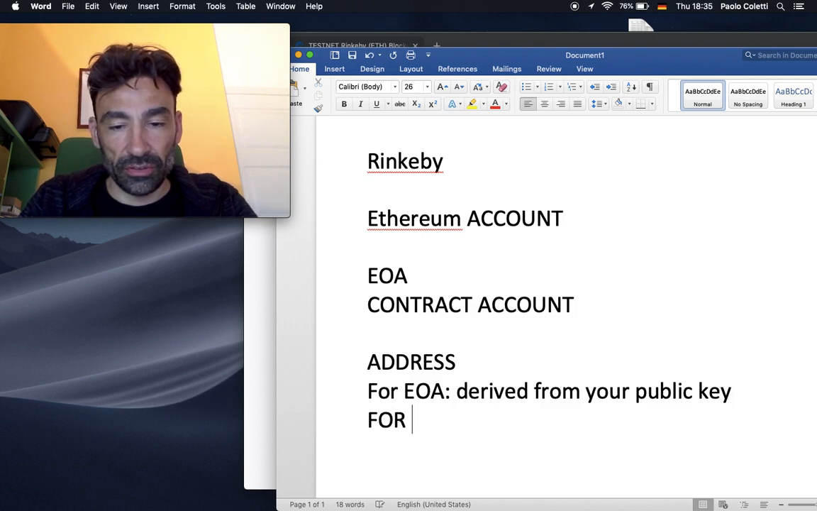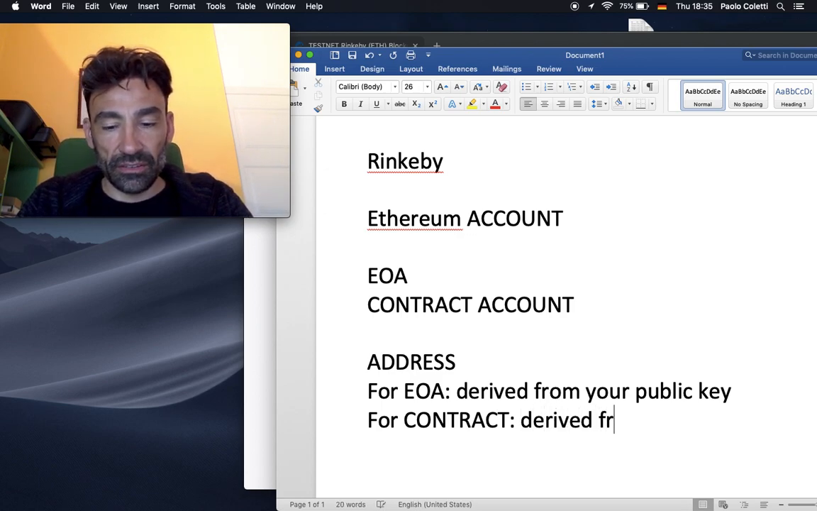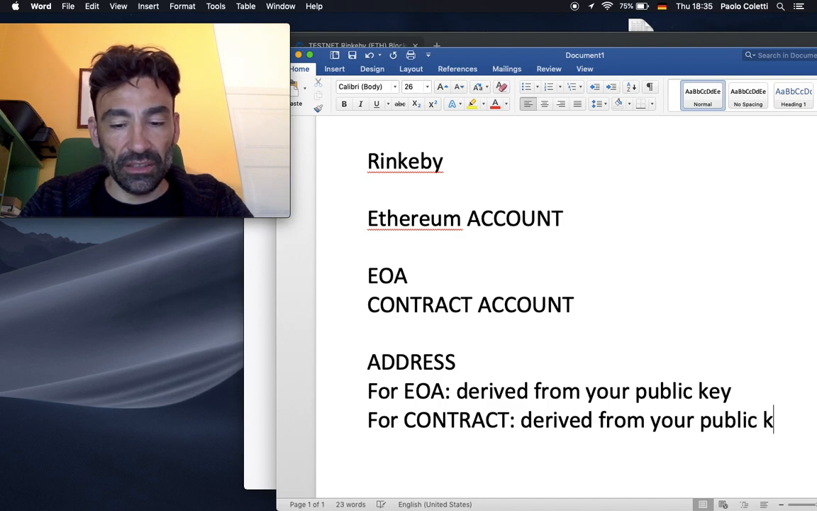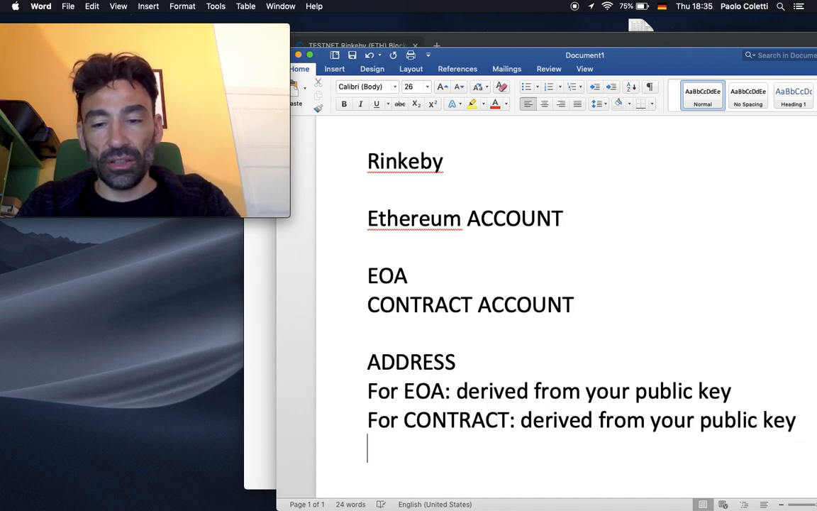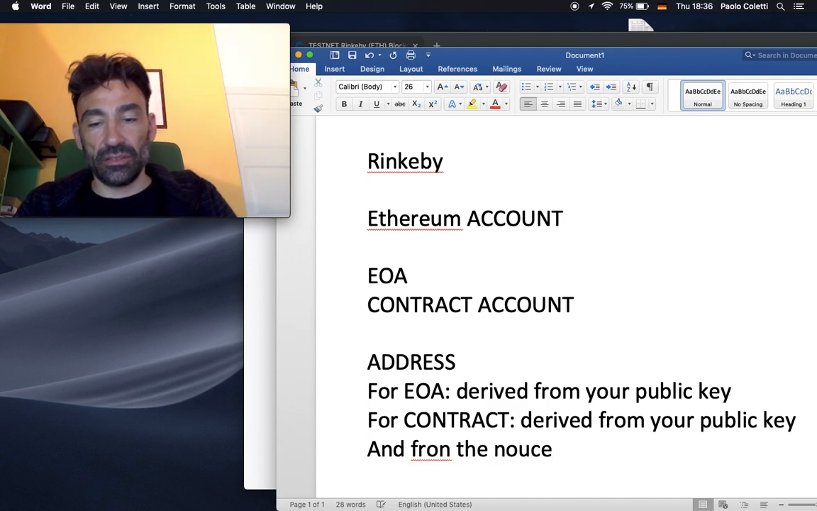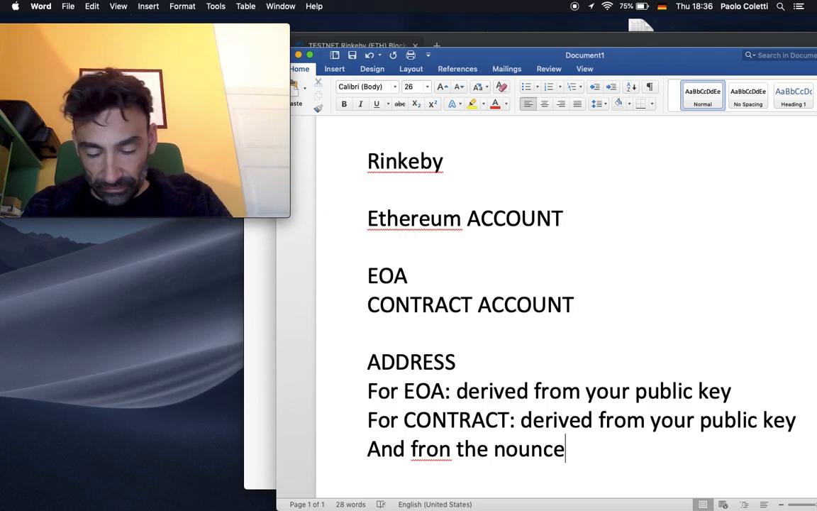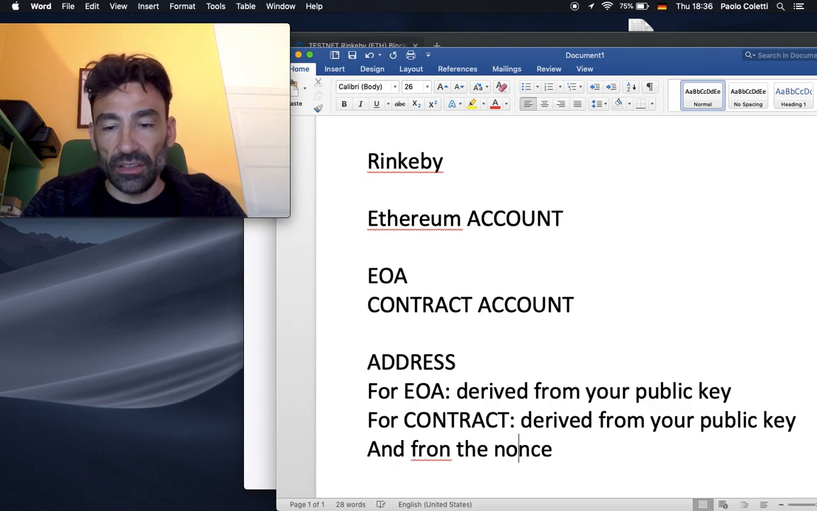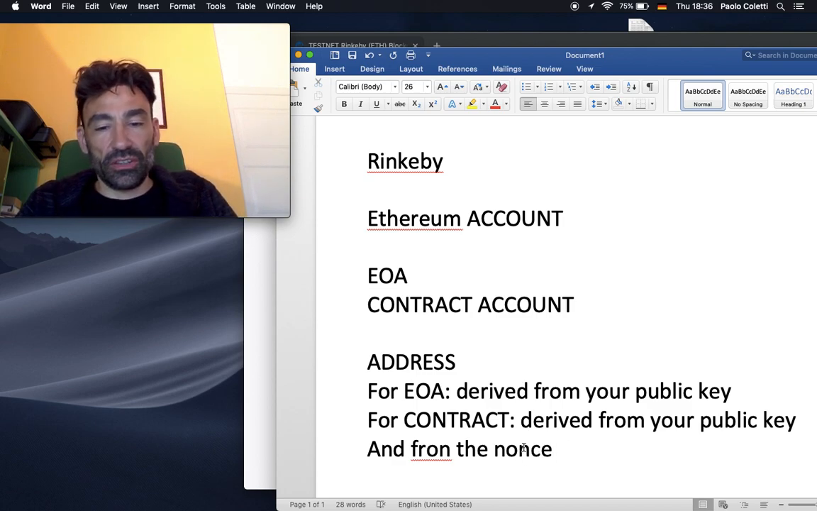For a contract, the address is derived from the public key of the person who deploys the contract, meaning the person who puts the contract on the blockchain, and from the nonce. What is the nonce? I think it's spelled nonce. The nonce is a number which tells you how many transactions you have made. Seems strange. So you have your address and this number which counts how many transactions you have made.